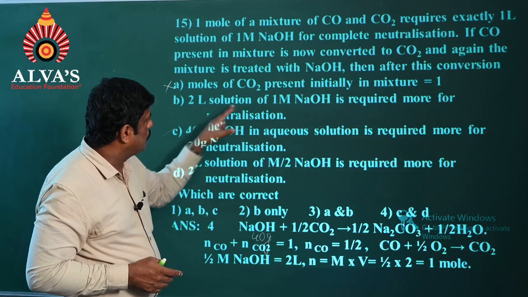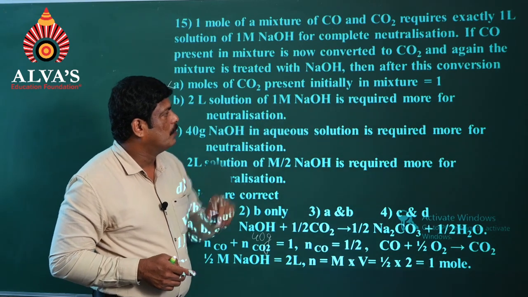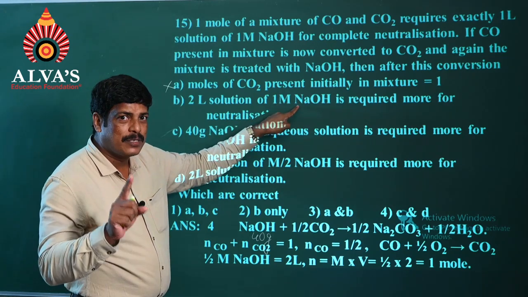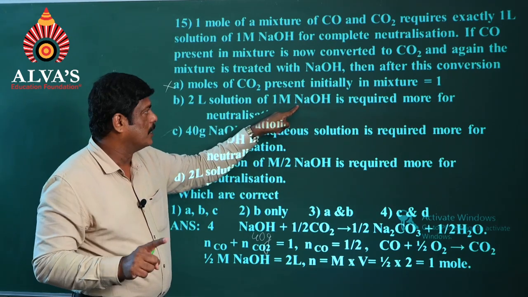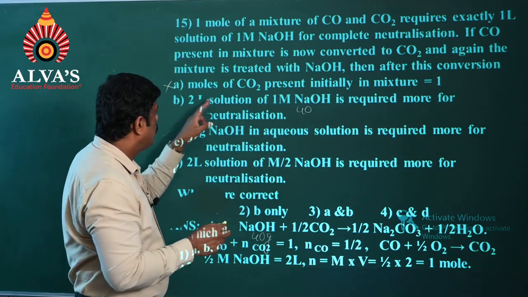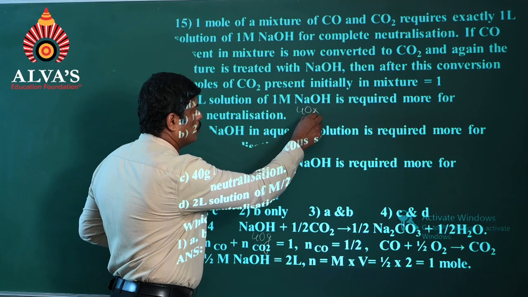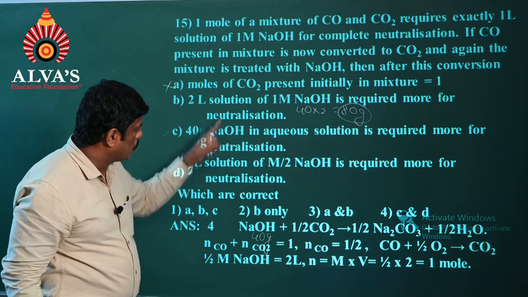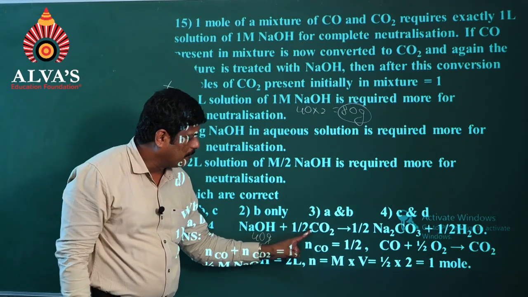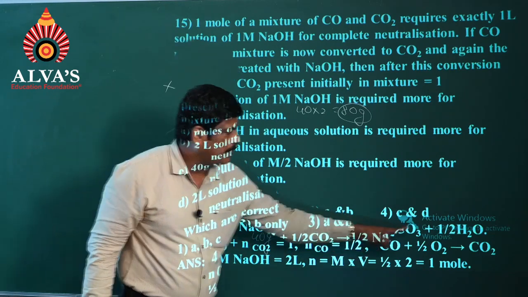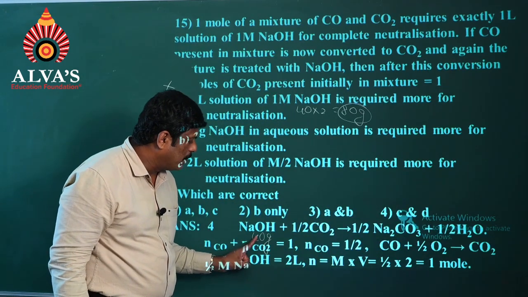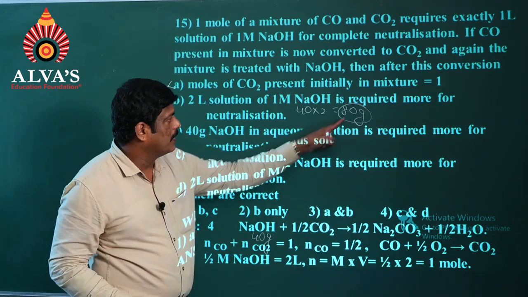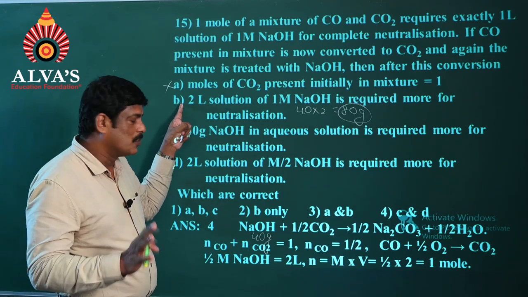2 liter solution of 1 molarity NaOH is required more for neutralization. 1 molarity means 1 mole of a substance, so 1 mole of NaOH is present. 1 mole means 40 gram. 2 liters of 1 molarity means 40 into 2, totally it becomes 80 gram. But actually, when you look at the chemical equation, when NaOH is treated with half CO2, you get half Na2CO3 plus half H2O, means 40 gram of NaOH is required to neutralize half mole of CO2. Means 40 gram is required, not 80 gram. Means the second statement is also wrong.